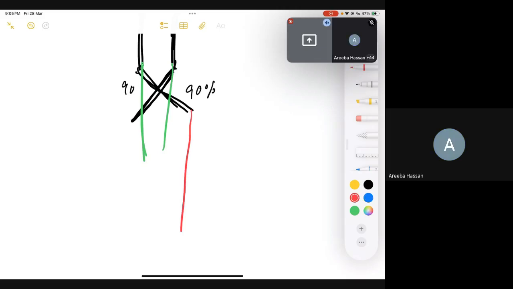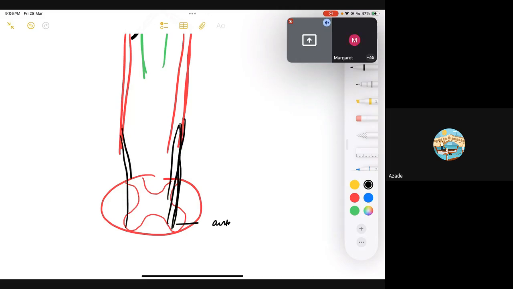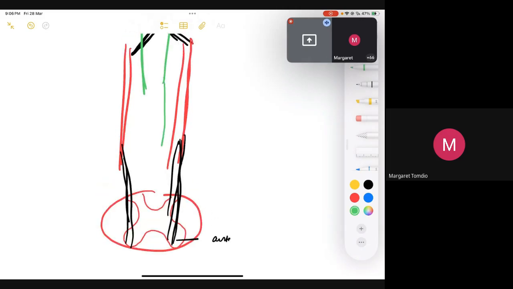All of these 90% of fibers are going to synapse within your anterior horn or posterior horn? Anterior horn, because we discussed that the anterior horn has the neurons, the lower motor neurons, responsible for your motor activity. So 90% are going to synapse on your anterior horn, which is also a motor horn, and the remaining 10% are going to decussate at the level of your spinal cord, and they are basically responsible for your axial skeletal muscle movement.